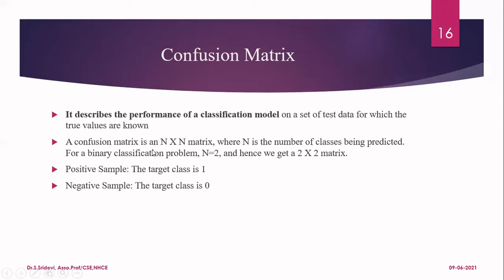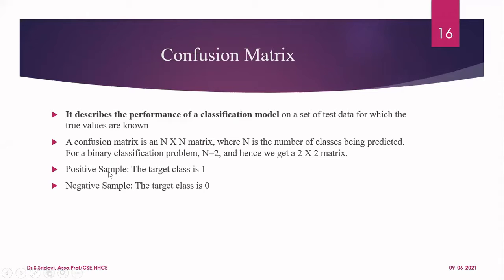And this confusion matrix is an n cross n matrix, where n represents the number of classes you are going to predict. For example, in a binary classification problem, n is only two classes to be predicted, yes or no, or true or false. So I'll get the confusion matrix as a 2 cross 2 matrix. But if you have three classes to be predicted, you will get a 3 cross 3 matrix. So it depends upon how many classes you have in your output. And here I have taken a binary classification problem.